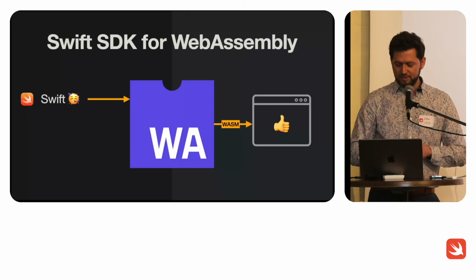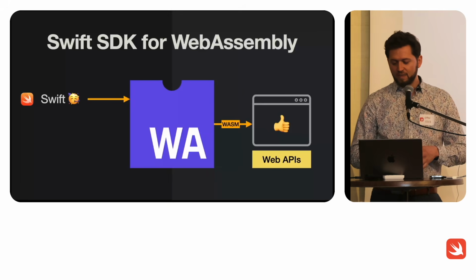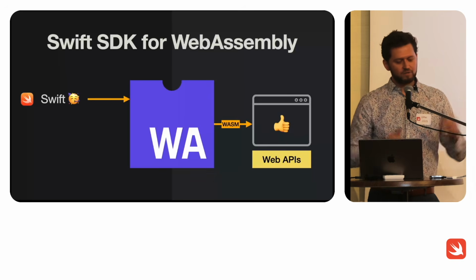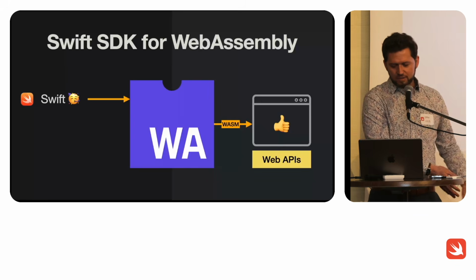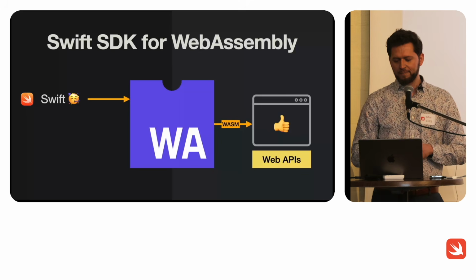So that part's covered. Next up, browsers have this thing called web APIs. And those are the same APIs that JavaScript uses to mess around in the UI, react to events, fetch data from the network, store stuff, and read later for persistent storage, all that sort of thing.